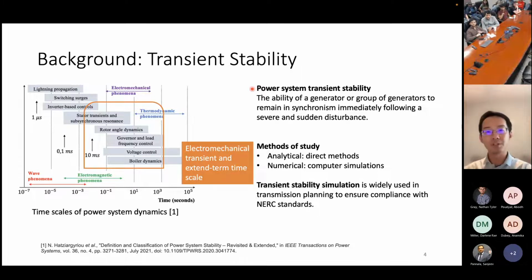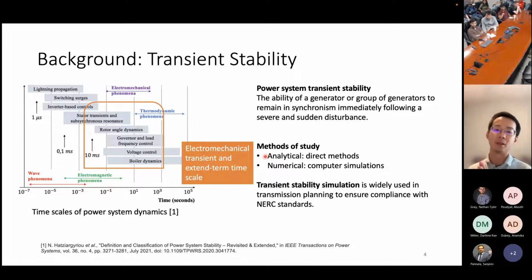So formally, power system transient stability is defined as the ability of a generator or a group of generators to remain in synchronism immediately following a severe and sudden disturbance. We know that there are two major categories of methods to study power system transient stability.